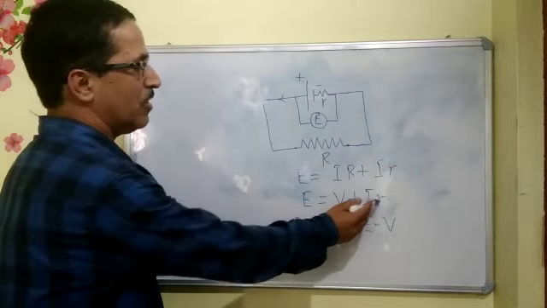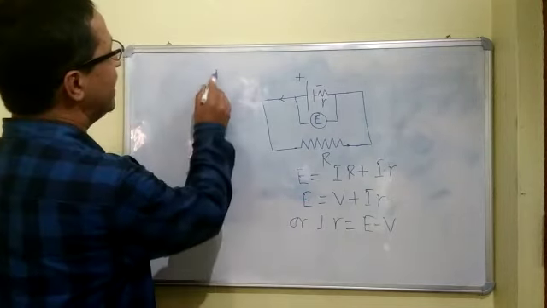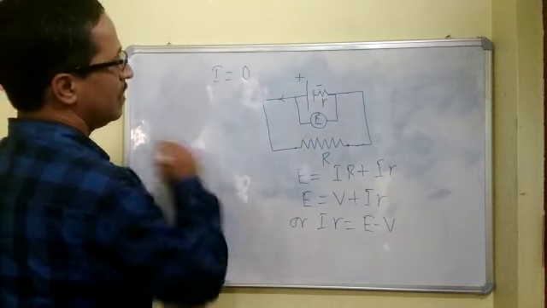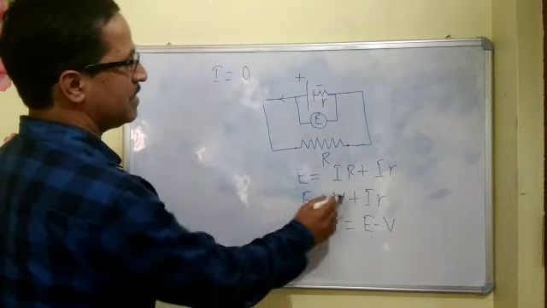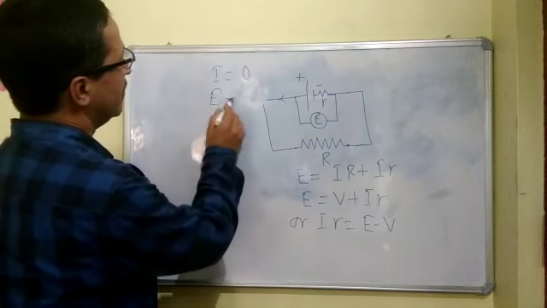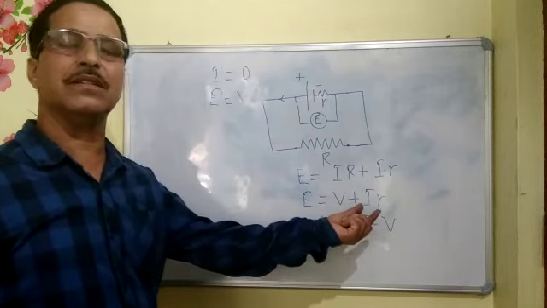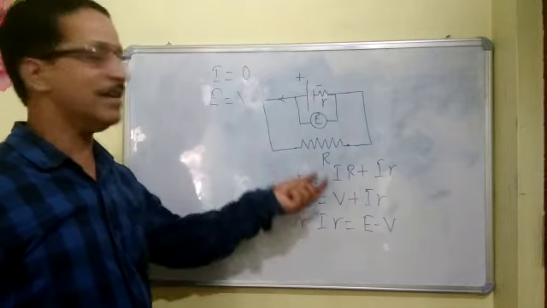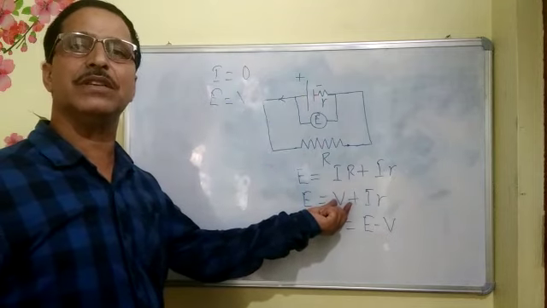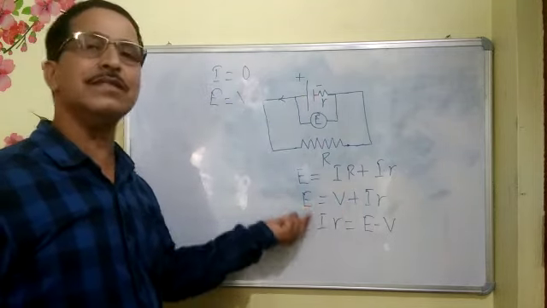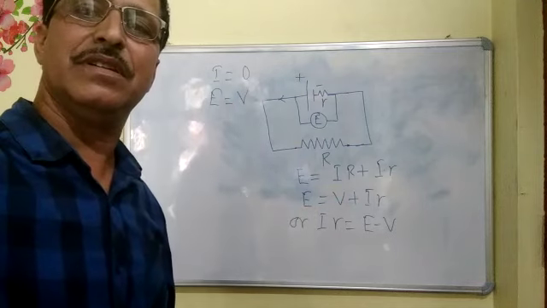From this relation you can also see that if I is 0, then E is equal to V. It means when there is no current drawn from the cell, the potential difference between its terminals is equal to its EMF.